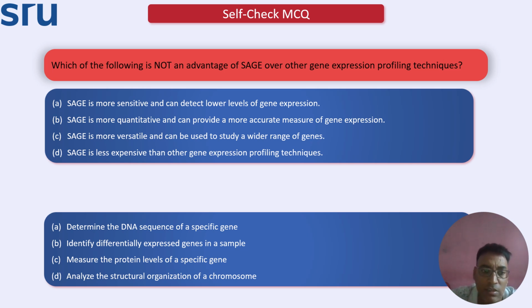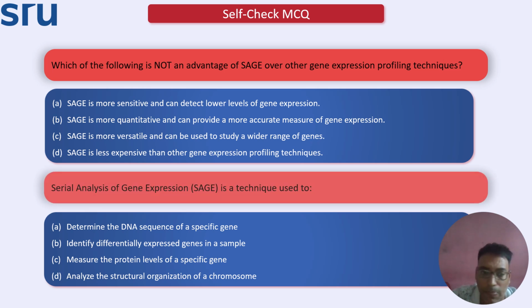SAGE is more quantitative, SAGE is more versatile. Yes, both are correct. SAGE is less expensive. Yes, it is indeed correct. Serial analysis of gene expression, SAGE, is a technique used to determine the DNA sequence, wrong, identify the differentially expressed genes in a sample. This is indeed wrong.